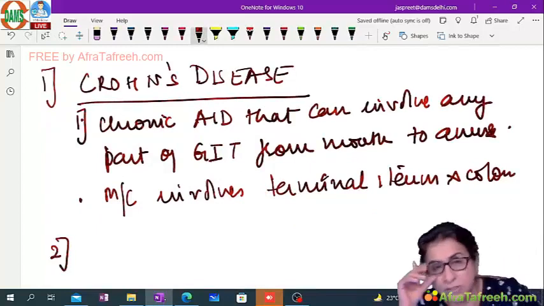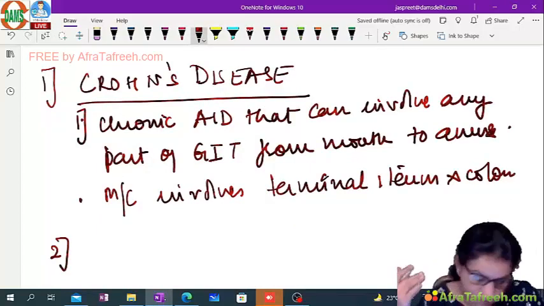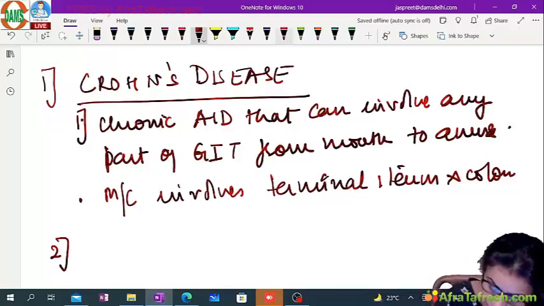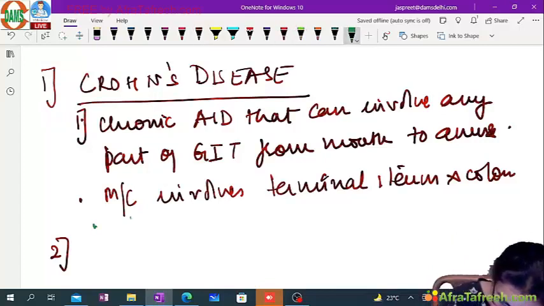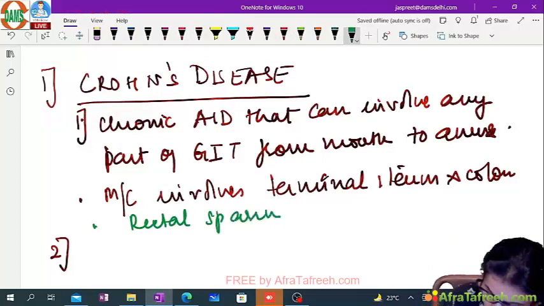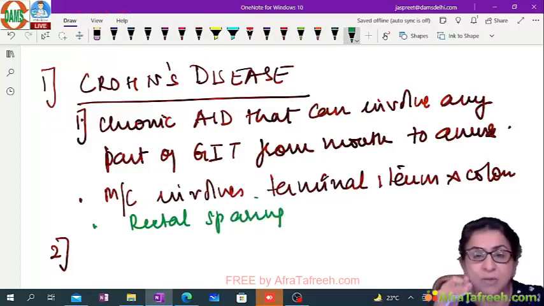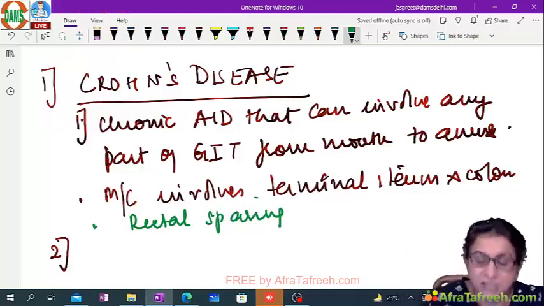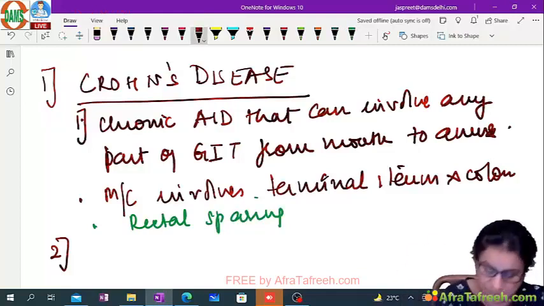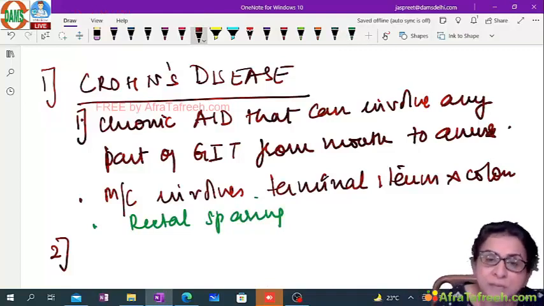Now in Crohn's disease, it usually most commonly involves terminal ileum and there is usually rectal sparing. So the rectum is usually not involved in Crohn's disease. Rectal involvement, inflammation in the rectum, is a feature of ulcerative colitis. So rectum is usually spared in Crohn's disease.